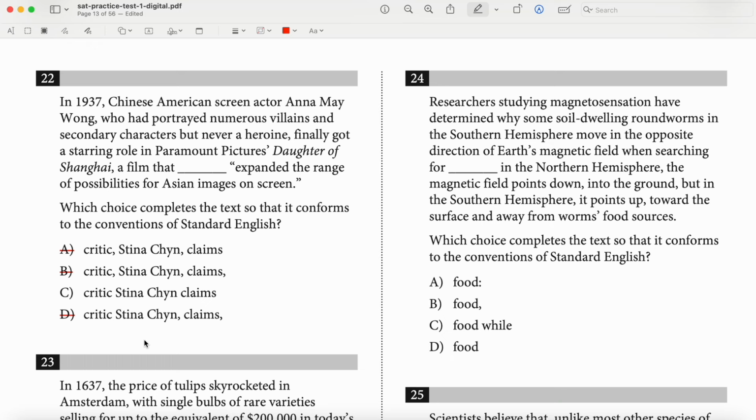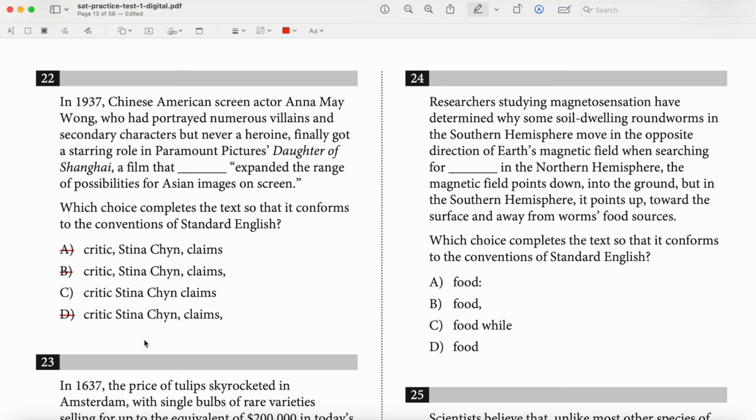It's tough to catch, maybe because you kind of stopped halfway through reading the rest of the paragraph. But I'll tell you the problem with B. If you go with B, the comma, you've got two standalone statements separated by a comma. I'm going to read the first half. Tell me if it stands alone. Researchers studying magnetosensation have determined why some soil-dwelling roundworms in the southern hemisphere move in the opposite direction of Earth's magnetic field when searching for food. Does that stand alone? Yes.